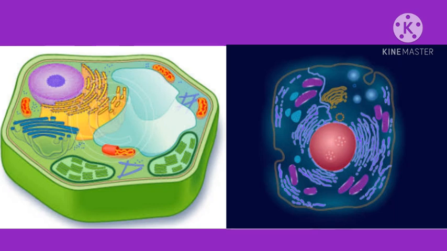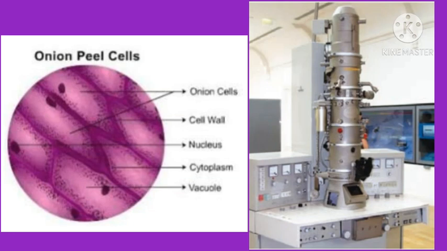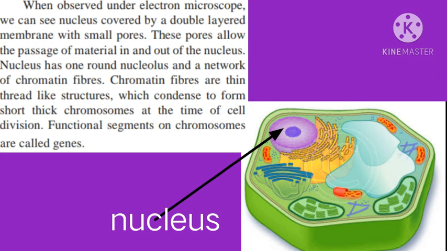Except nucleus and chloroplast, all other organelles can be seen only with an electron microscope. If we take onion peeling and observe under an electron microscope, we can see the cell with organelles such as cell wall, nucleus, cytoplasm and vacuole. So students, you can see in the picture the onion peeling, the cells of onion and also the organelles of the cells.